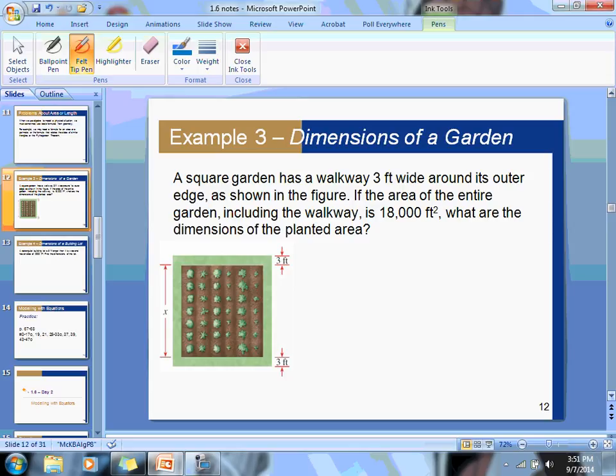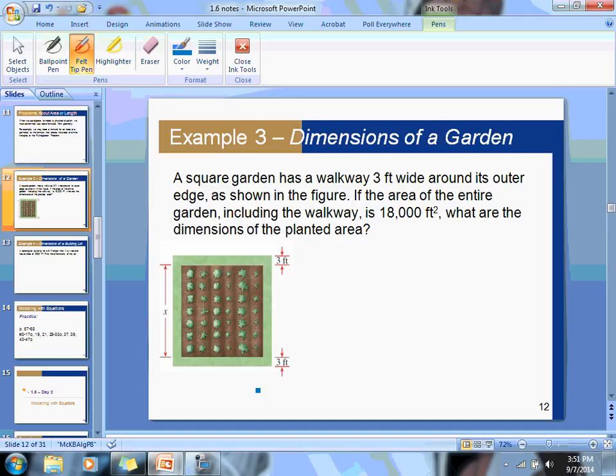It has a walkway 3 feet wide around its outer edge, and that's what's drawn in the picture. So they've already drawn this for us, so we don't have to worry about drawing it, so that saves us a little time. If the area of the entire garden, including the walkways, is 18,000 feet squared, what are the dimensions of the planted area, the actual garden? So again, if you need to read through this a couple of times, kind of restate it in your own words, you go ahead and do that.